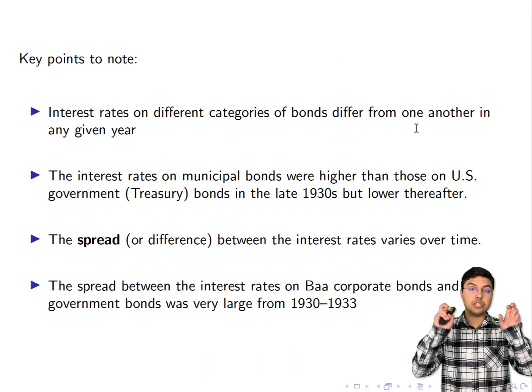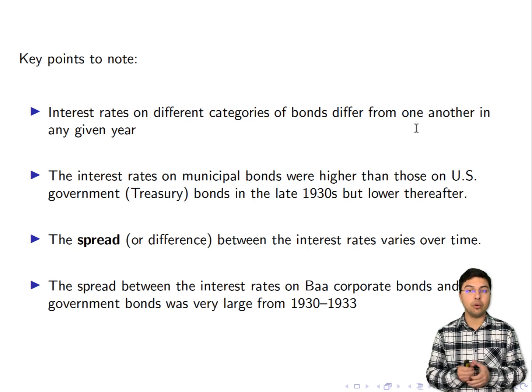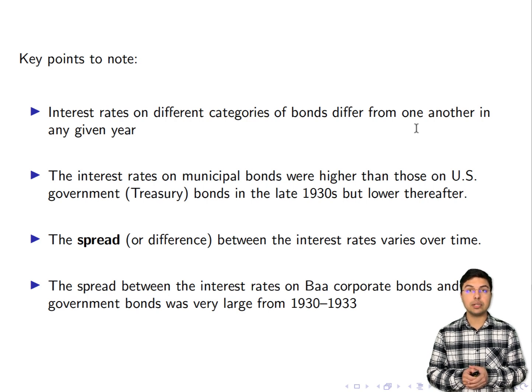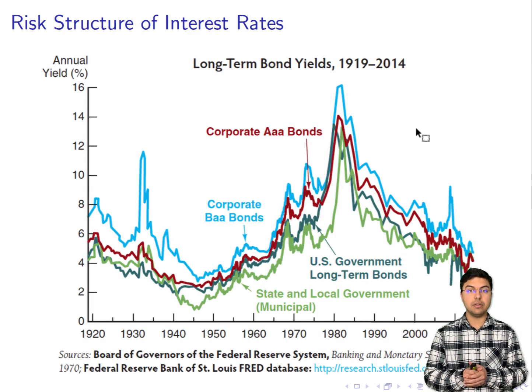Finally, it is worth noting that the spread between the interest rates on BAA corporate bonds and the US government bonds was very large during 1930 to 1933. We can see that very clearly in this graph, where the difference between the blue line and the dark green line is especially pronounced during the years 1930 and 1933. What was so special about this period that the spread was so large? These were the years of the Great Depression in the US, where a lot of businesses were going bankrupt, and as a result, many borrowers defaulted on the debt that they had taken from the lenders. As a consequence, interest rates on riskier assets shot up tremendously.